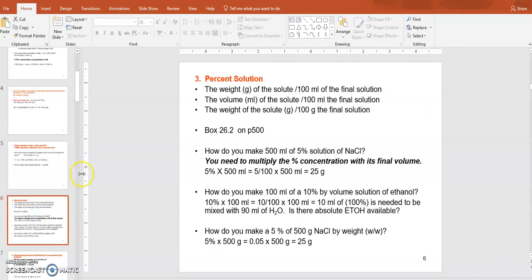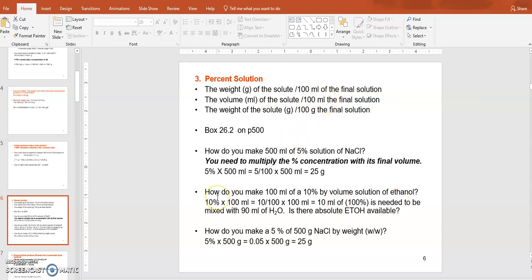The third solution making method will be using a percentage solution. So percentage is what? How much of the solute is dissolved in 100 ml volume of the final solution? That's the percent. It could be the solute per solution, or it could be a volume of the solute per solution. It depends on how your chemical comes in. Is it going to come in as a powder or liquid? Whatever that is, it's per every 100 ml of the solution you're preparing.